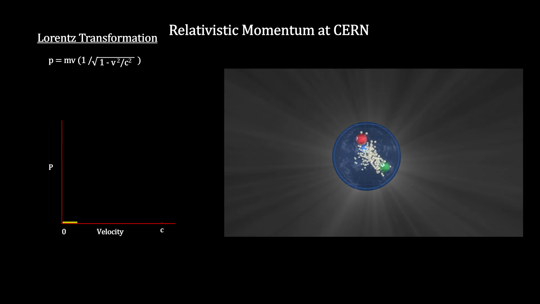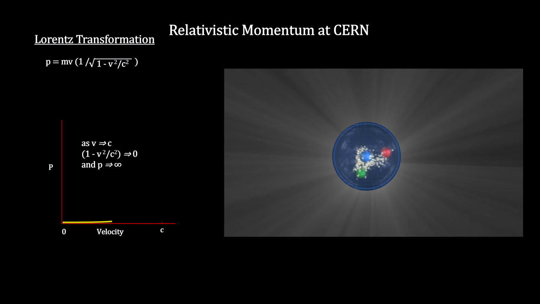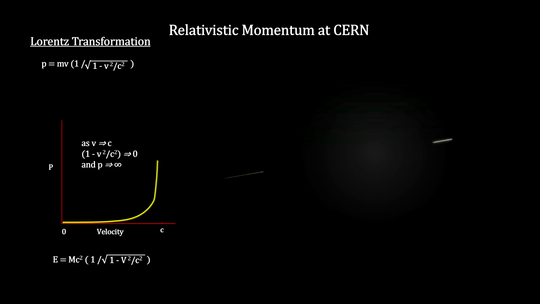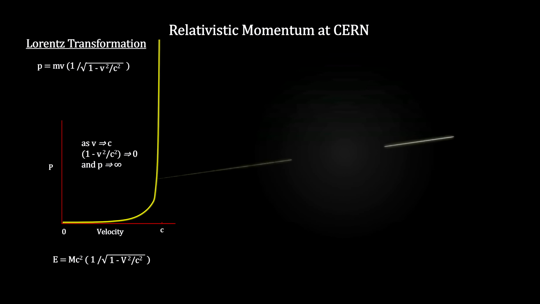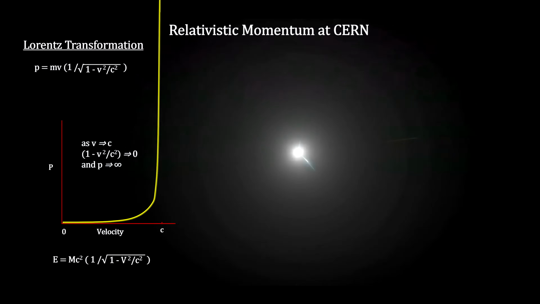The fact is that as the velocity gets closer to the speed of light, the momentum increases without bound, and the energy required to get it even closer to the speed of light grows to be more energy than exists in the universe. This is one of the reasons why we say that nothing with mass can ever reach the speed of light.